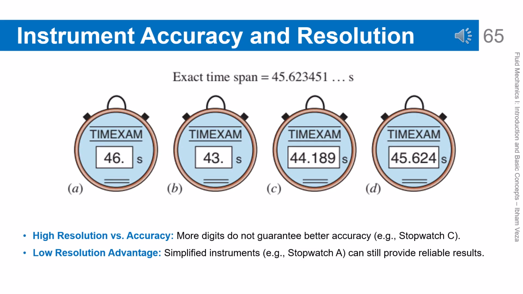Instrument accuracy and resolution. High resolution of an instrument does not always guarantee good accuracy. A simple instrument can sometimes provide more reliable results. Accuracy depends on calibration and instrument quality, not just the number of digits. The stopwatch example clearly illustrates this difference. Instrument selection must consider both aspects.